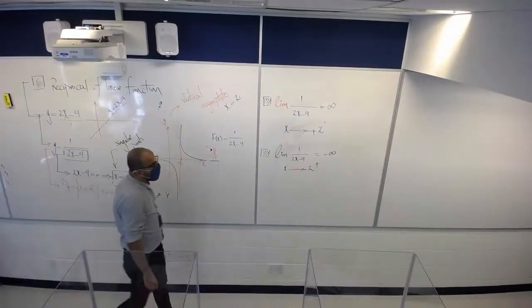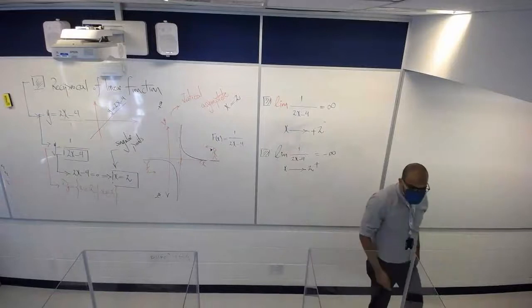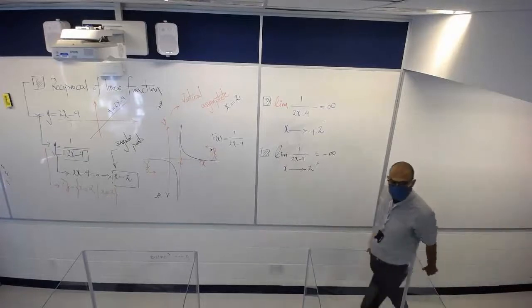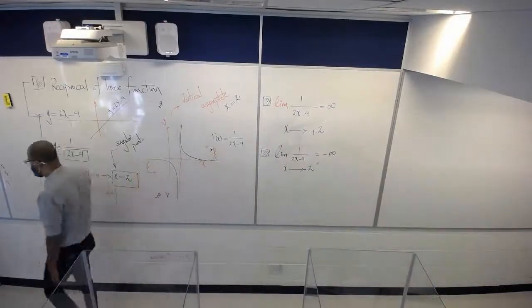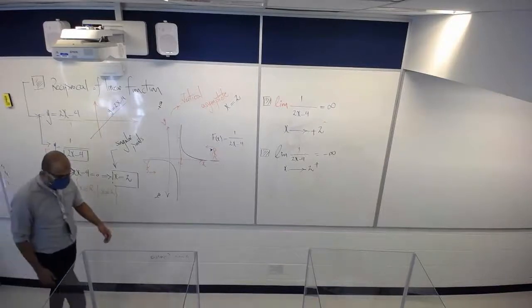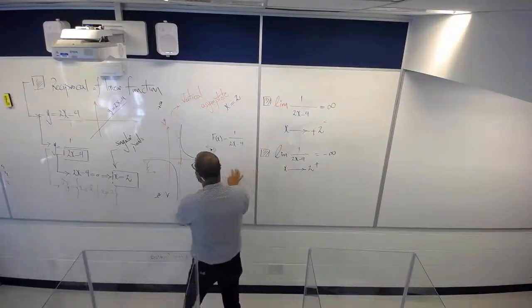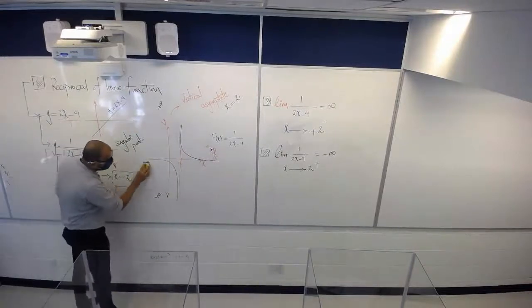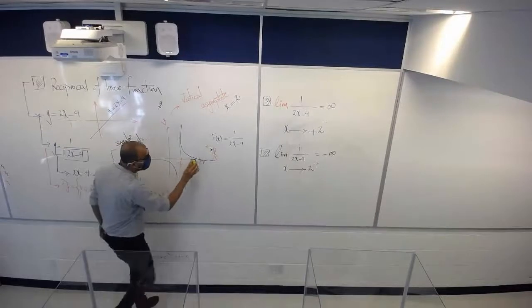Now, I'll give you a one minute break, then we move on to the asymptotic behavior on the horizontal level. Let me erase. Sorry, guys. Kelvin and Ash, sorry, I'm just going to erase you both.